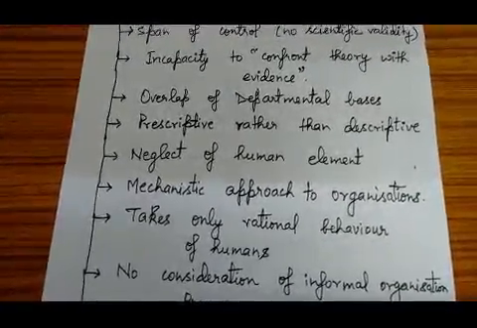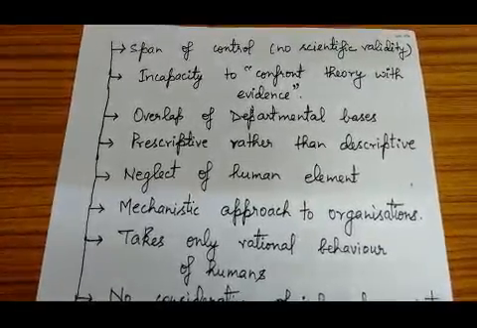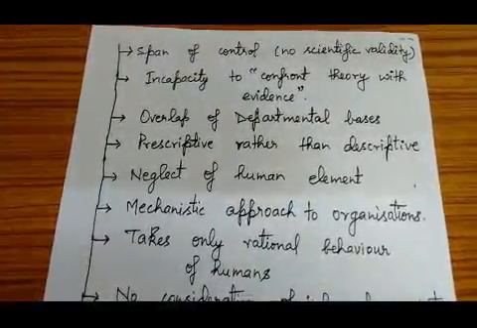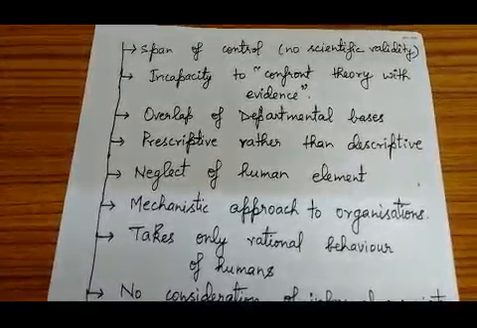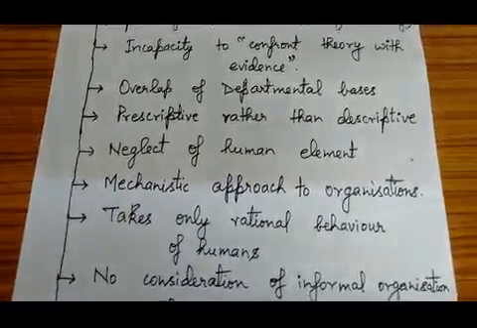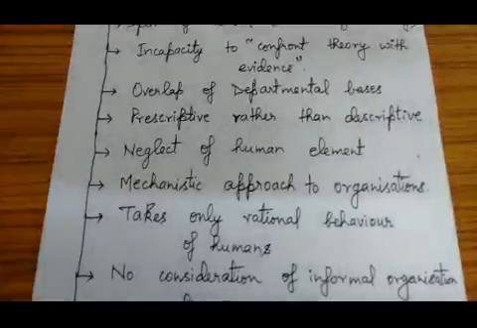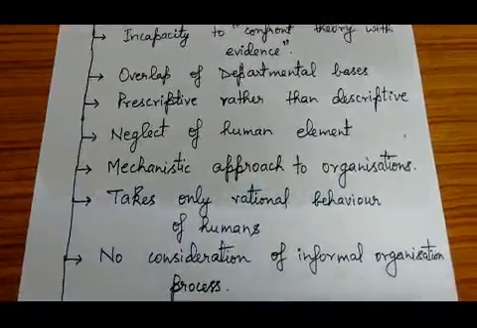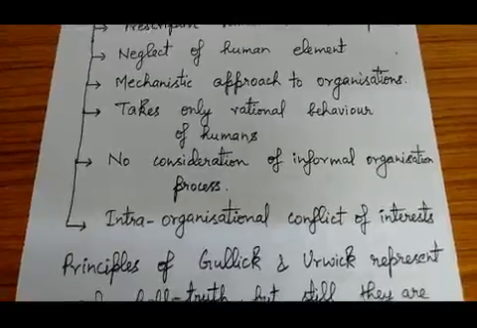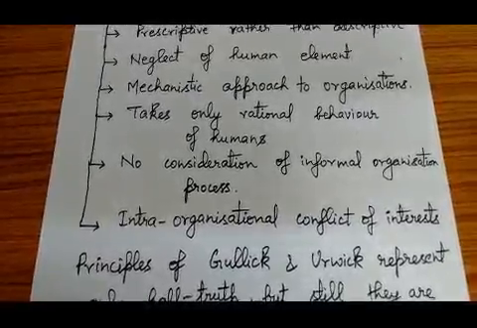Then prescriptive rather than descriptive. They have just told what the ideal situation should be. Prescriptive means how they should perform, but descriptive means how organizations actually perform, and that they have not analyzed. That will be analyzed by Simon and other thinkers later. Then neglect of the human element. They just talk about how organizations should be developed, but they have left out the human element. Then mechanistic approach to organization, meaning they feel organizations are machines, but if you neglect humans, who are the main working people, you have to consider human beings also.